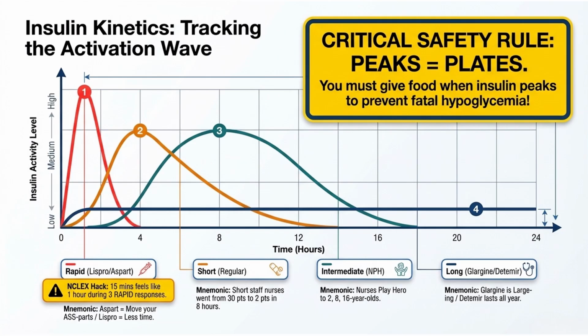And then for long-acting insulin, you can see in the graph here, there's not a peak for that, right? So it just lasts. A reminder, the long-acting insulin includes glargine or detemir. And your mnemonic or memory aid for that: glargine is larging, and detemir lasts all year. So it's going to just be a steady control. For long-acting insulin, I want you to think of that as like their baseline.